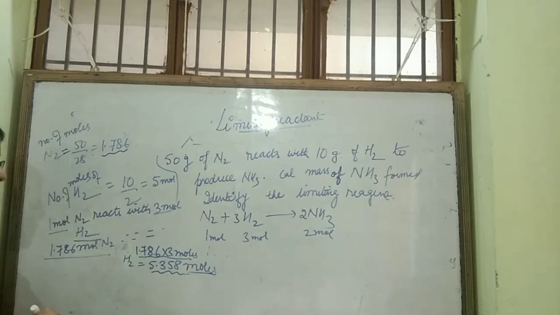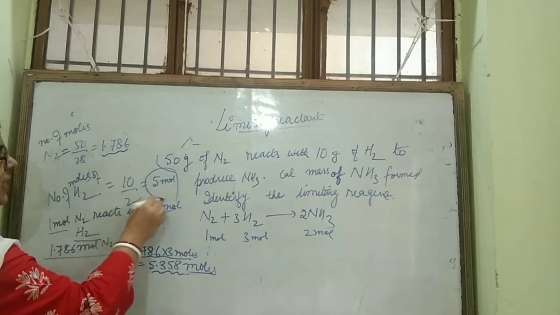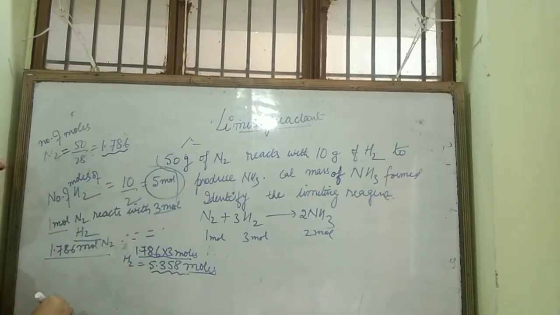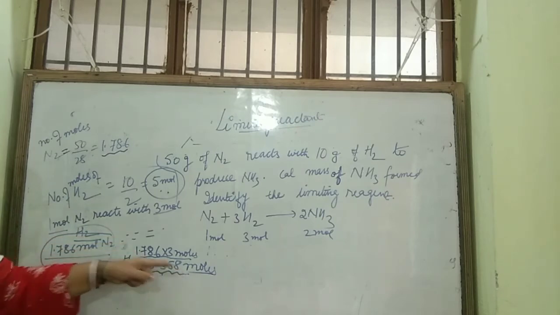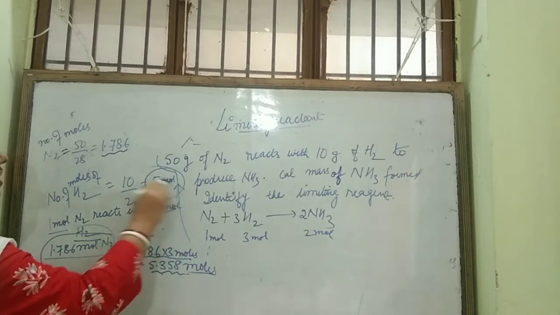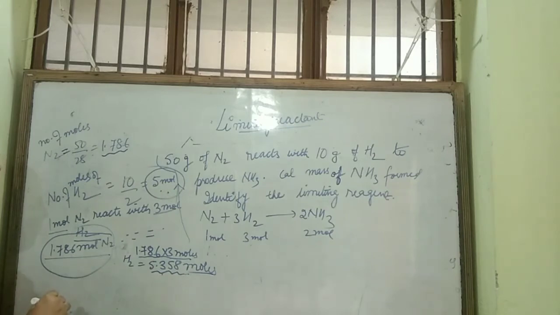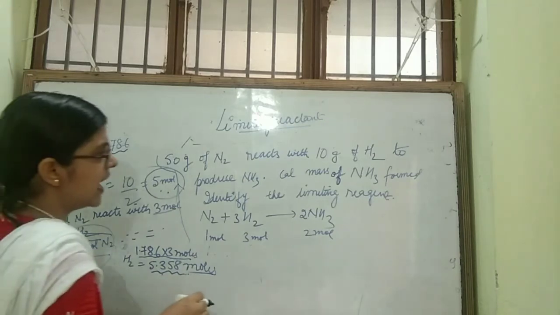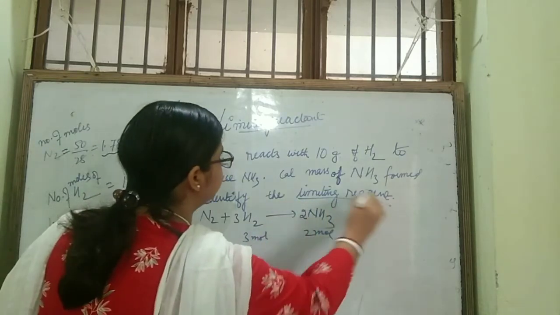5.358 moles of hydrogen. But how much hydrogen is available in this reaction? Only 5 moles. We have calculated that to react with 1.786 moles of nitrogen, 5.358 moles of hydrogen is required, but here only 5 moles of hydrogen is available. So, which is the limiting reactant? Which is the limiting reagent?